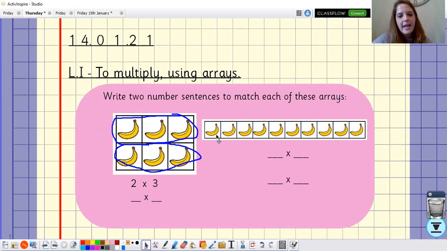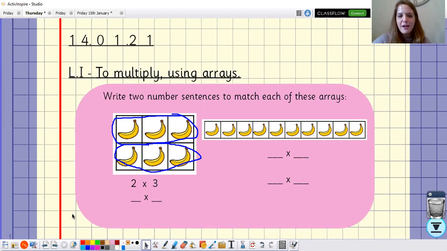And then for this one here, you've got some bananas. Now, look at how many groups you've got, okay? How many in that group, okay? And I'd like you to write those 2 multiplication number sentences for this array. Pause the video here and have a go at that for me. We'll go through the answers in a moment.